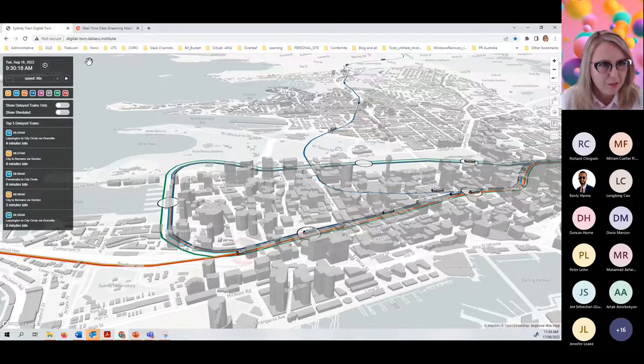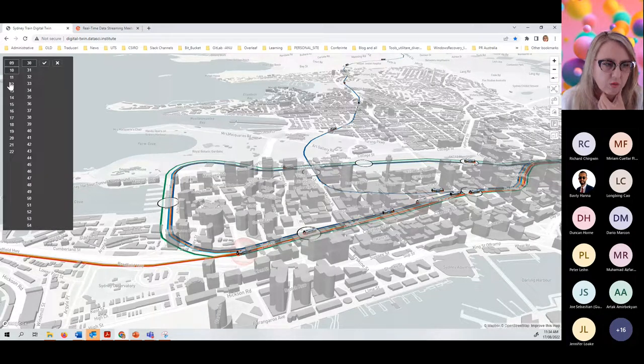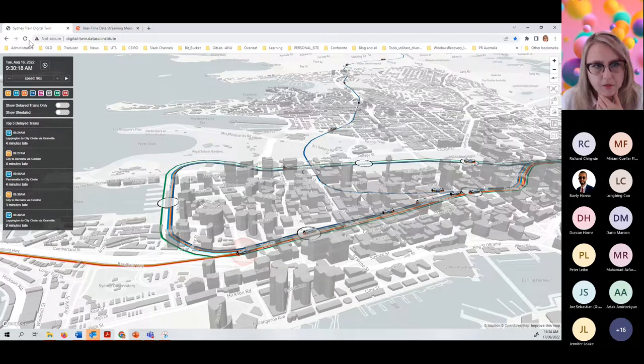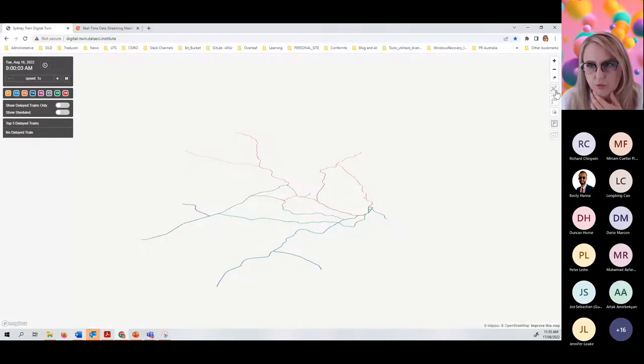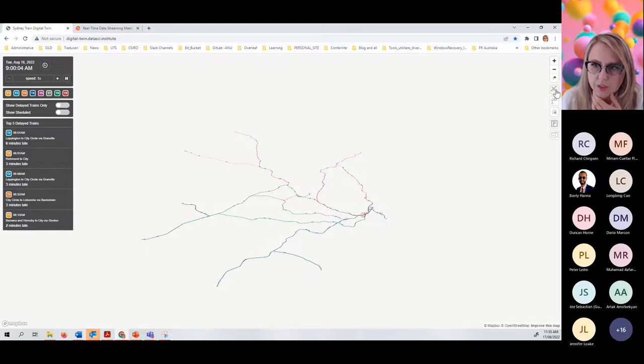Okay, let me put this a little slower. All right, it was a little bit fast. So one other thing is, of course, we can choose what hour we want to investigate and everything that has happened.